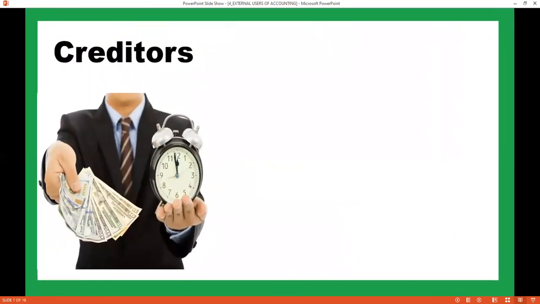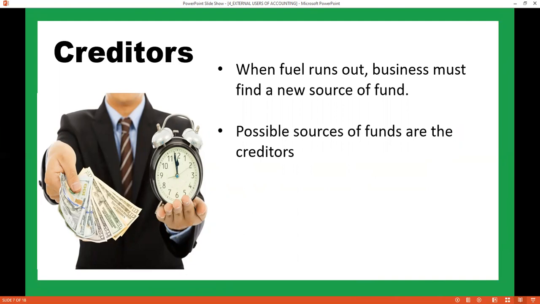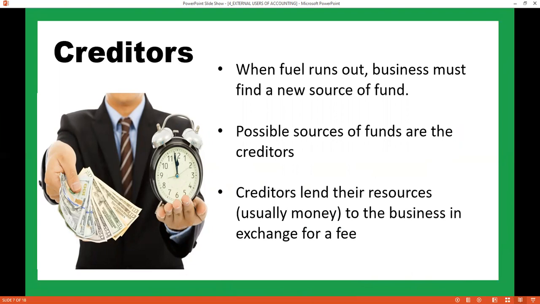The second type of external user is the creditors. Given that the owners are the first ones to invest in the business, in cases like they need additional investment for the business or the fuel runs out, the business must find a new source of funds. At ang pwede nilang katulong dito ay yung creditors. So creditors are the possible source of funds for the business. Creditors lend their resources, usually money, to the business in exchange for a fee.